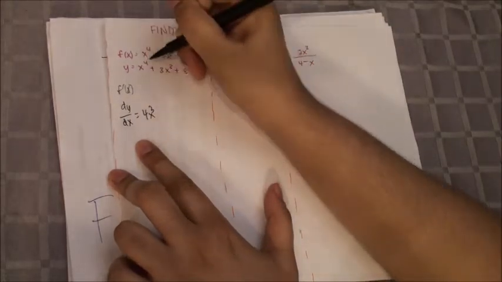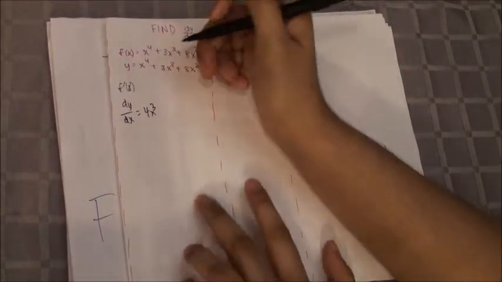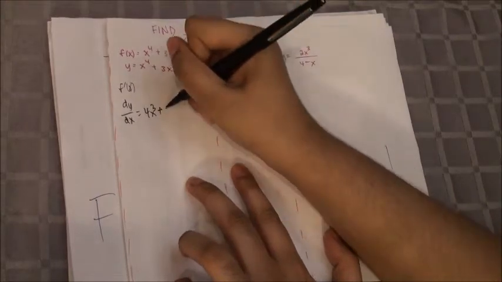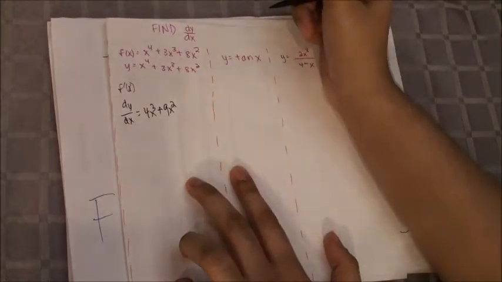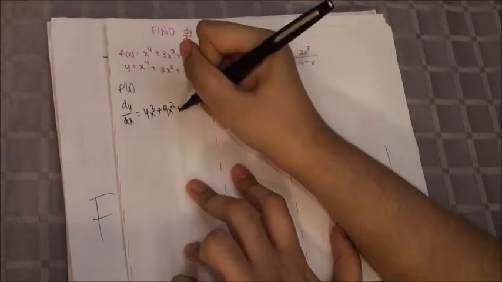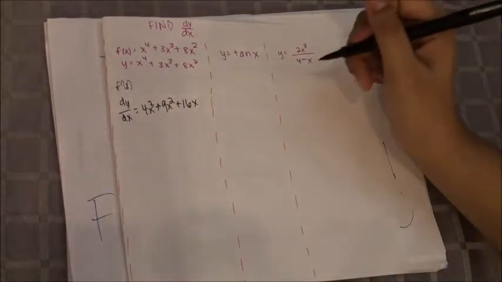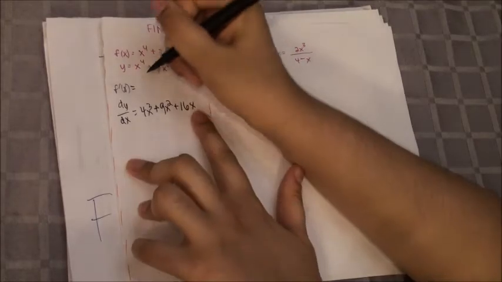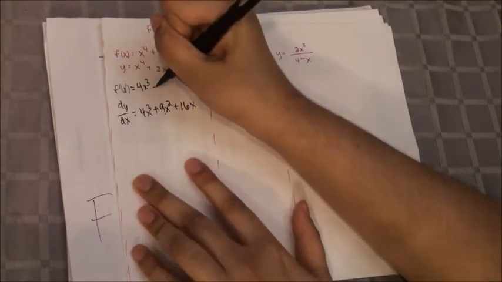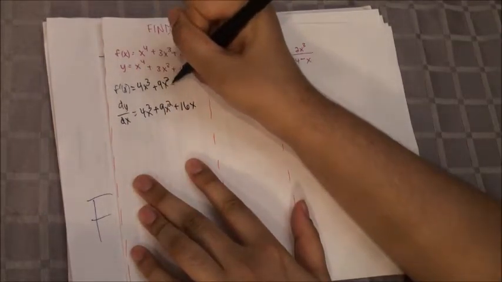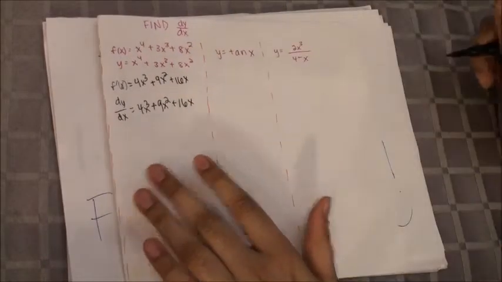4x cubed, since we're moving down this exponent and subtracting it by 1, plus, same thing here, 9x squared, and let's do the same thing here, plus 16x. That's our derivative for this equation. And let's just write it out here because f of x and dy dx are the same thing. All right, let's move on to the next question.